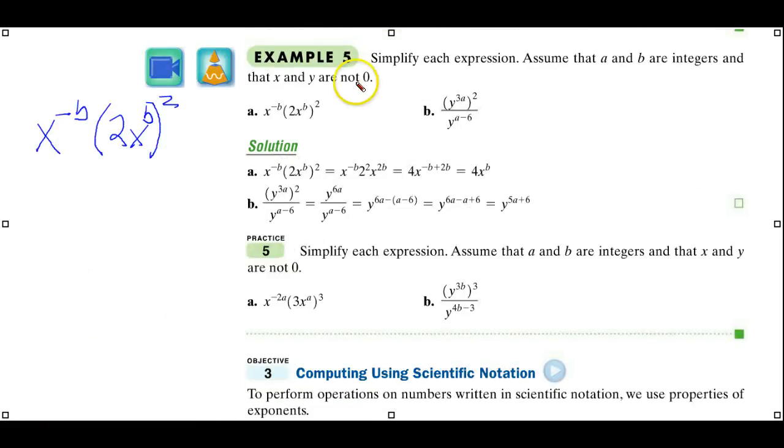Well, as we look at example 5, we need to do what's in the parentheses first. So this will be x to the -b. This is going to be 2 squared, which is going to be a 4. We don't need that dot there, but it's going to be multiplying. And this is going to be x to the 2b.